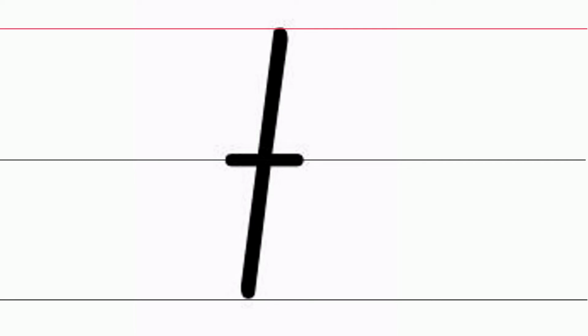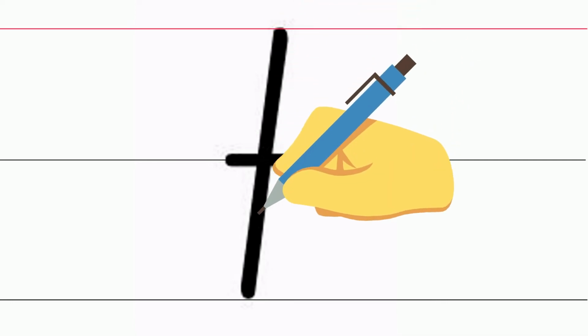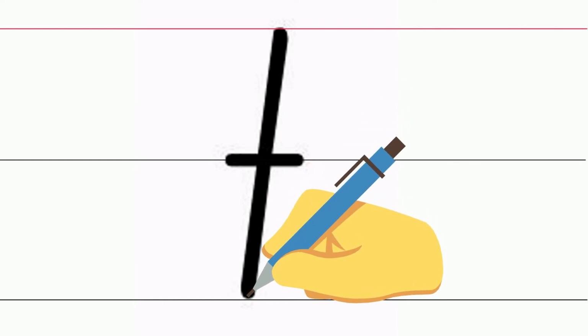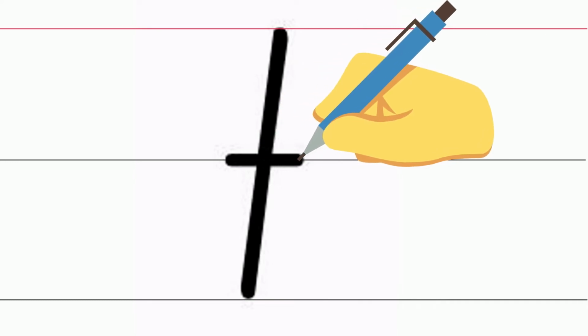When we write the letter T, we start at the starting star, which is up at the red dotted line. Pencil on and straight down to the bottom black solid line. To do the cross through, we start on the middle black line and go from left to right.